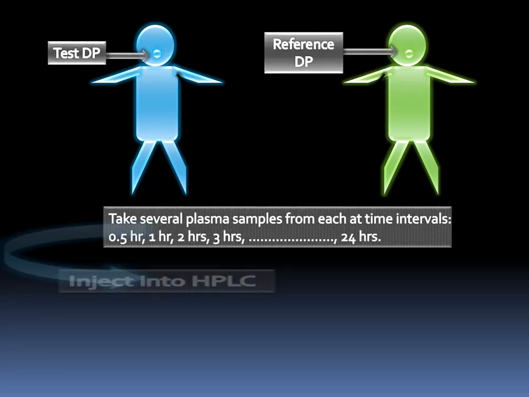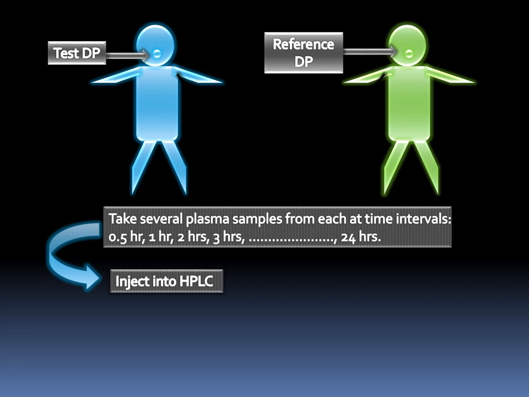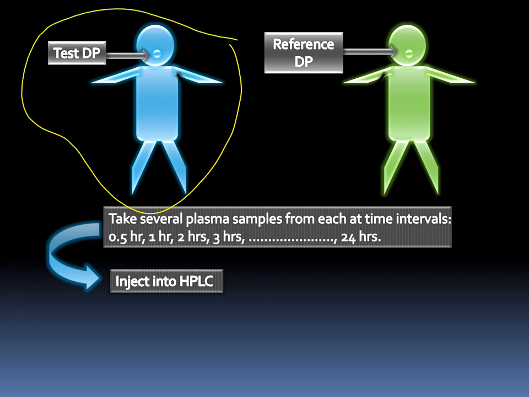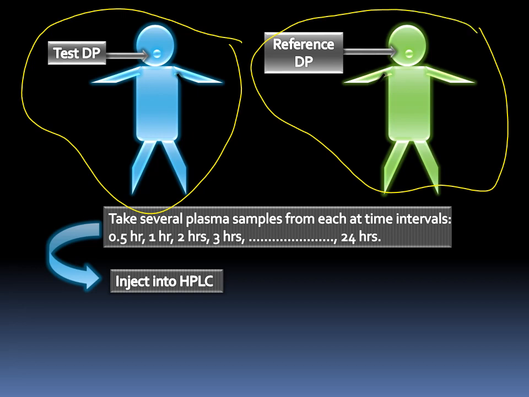We should have healthy volunteers. A bioequivalence study is not done on patients. It should be done on healthy volunteers. We should have two groups of healthy volunteers. This blue group, for example, will take the test drug product or the generic, and this green group will take the reference drug product. Once they administer the tablet or the capsule, this time is considered as time 0. That is the time of administration.